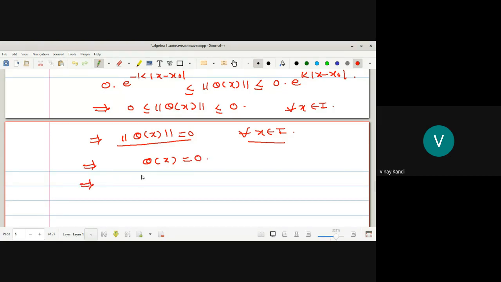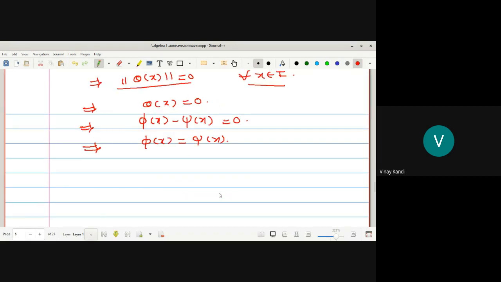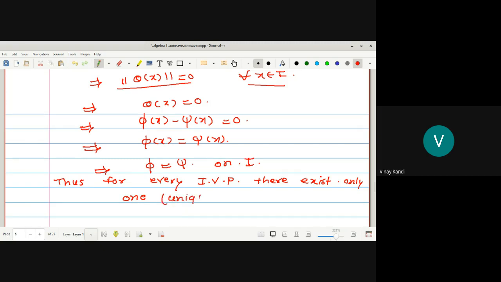But what is the value of theta? Phi of x minus psi of x, which is equal to 0, which implies that phi of x is equal to psi of x. Which implies that phi is nothing but psi on the whole interval I. Thus, for every initial value problem, there exists only one unique solution. One solution which is unique. Okay, any doubt up to here?